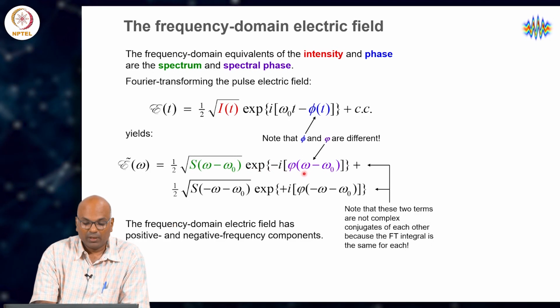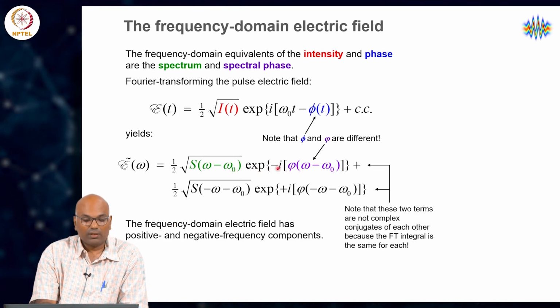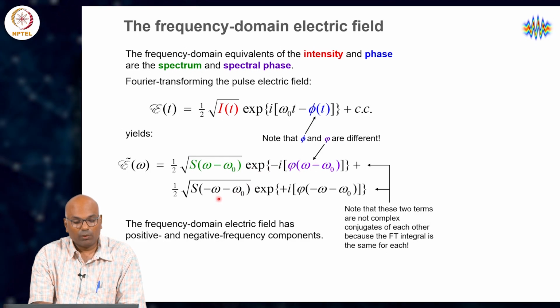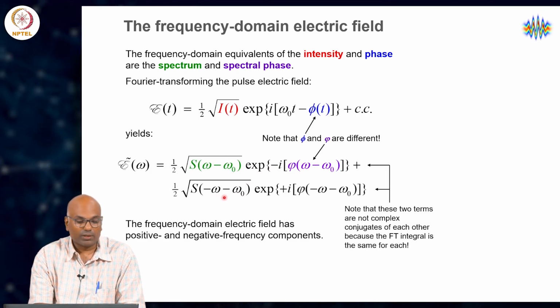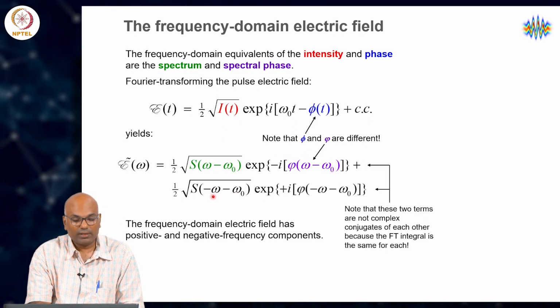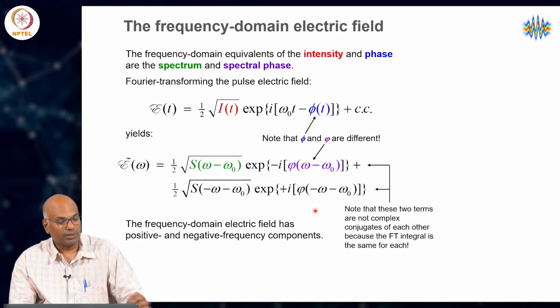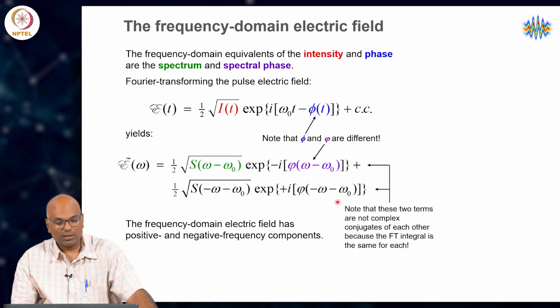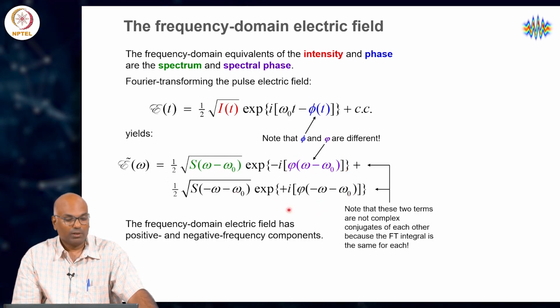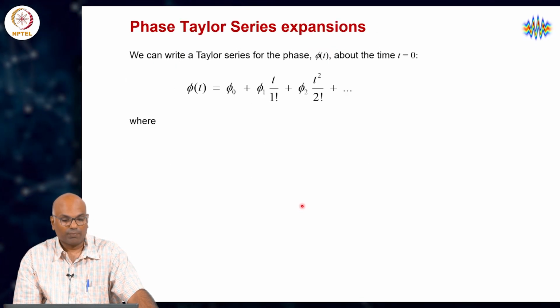These two functions contain complete information about the pulse, whereas we also have, owing to our prescription for the pulse in the time domain, a second term which is in the negative frequency side, and this does not contain any additional information as compared to the positive frequency side of things.